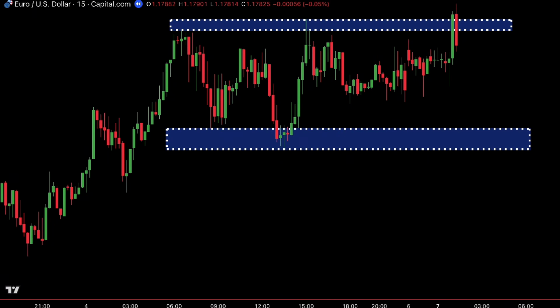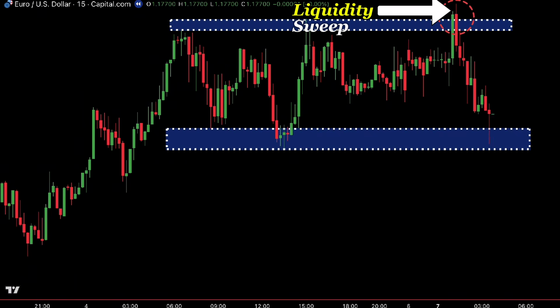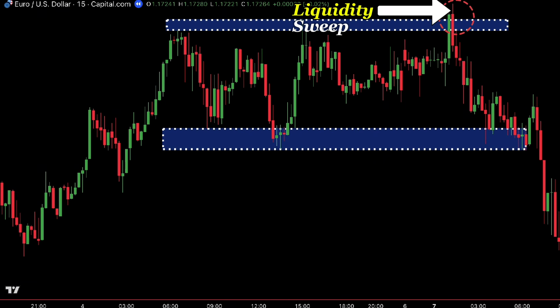Price breaks above the resistance zone and then closes back inside the range. This is a textbook institutional trap, a liquidity sweep designed to catch breakout traders on the wrong side. Right after the sweep, price reverses, and as you can see, the market moves downward exactly as expected. This is the power of understanding liquidity behavior inside ranges. You don't chase breakouts, you wait for sweeps.